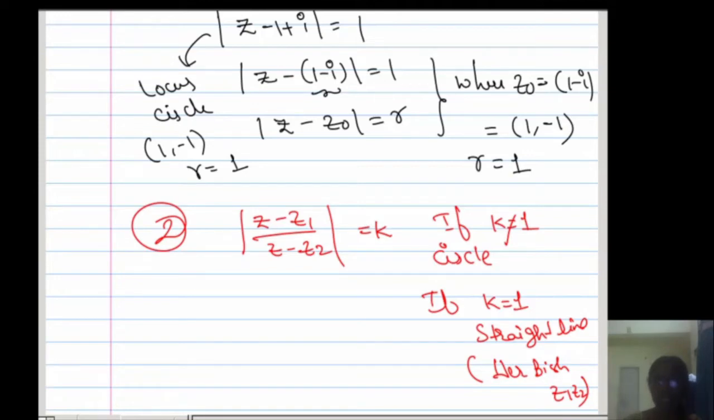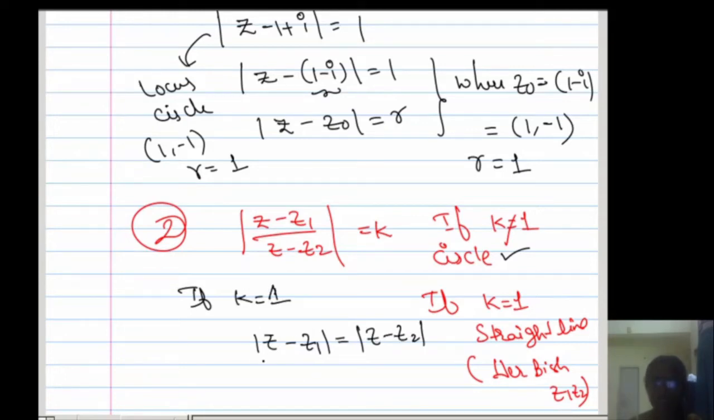How? Let us see. The first point: k not equal to 1. If k is any number except 1, such as 2 or 3, then directly by this form it represents a circle. The locus is a circle. Suppose k is equal to 1, what happens? It is in the form mod z minus z1 by mod z minus z2; k equal to 1 means it goes to the right side, and it becomes mod z minus z1 equals mod z minus z2.